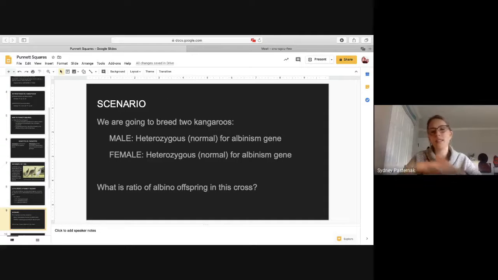So what is a scenario that we could talk about here in order to understand this more fully? Let's breed two kangaroos. Let's have a male who's heterozygous or normal for the albinism gene, so heterozygous meaning big F, little f. And the female is also heterozygous or normal for the albinism gene, also big F, little f. So we want to know what is the ratio of albino offspring in this cross. If we cross a big F, little f with another big F, little f, what are the chances of getting an albino kangaroo offspring?